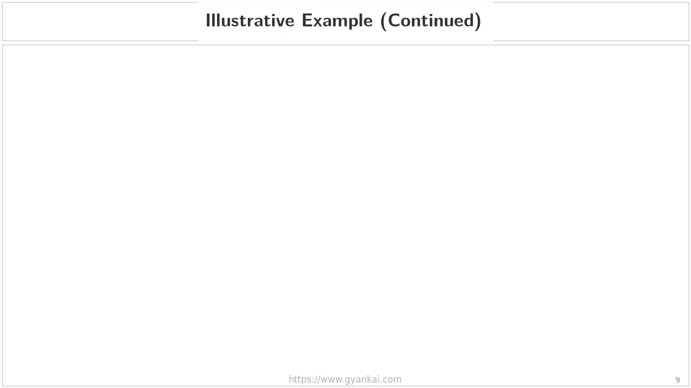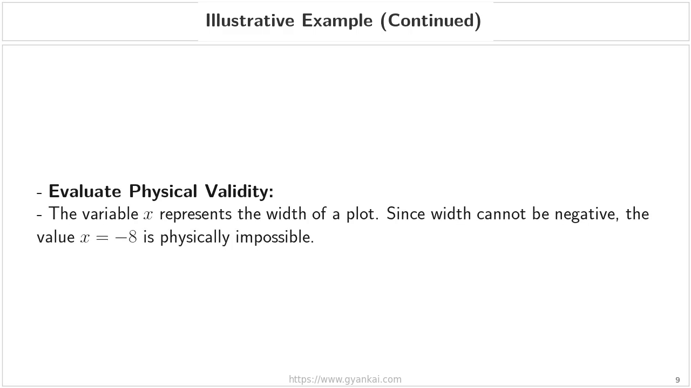Illustrative example, continued. Now, this is the most critical part of the entire process, and it's where we transition from pure algebra back to the real world. We need to evaluate the physical validity of the roots we just found. Remember, our variable x represents the width of the rectangular plot.